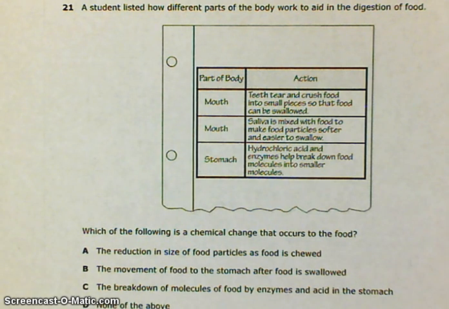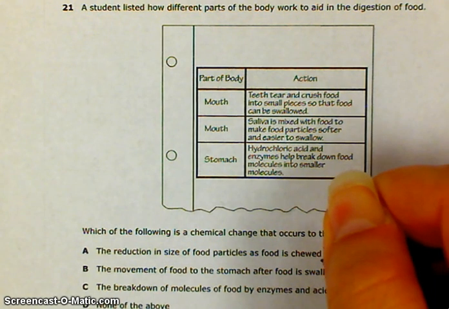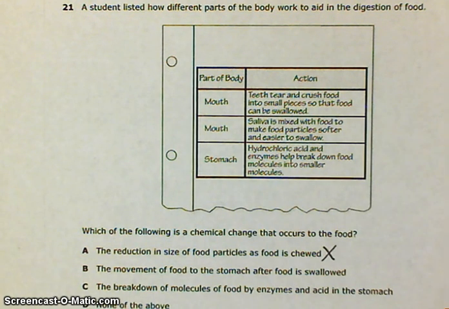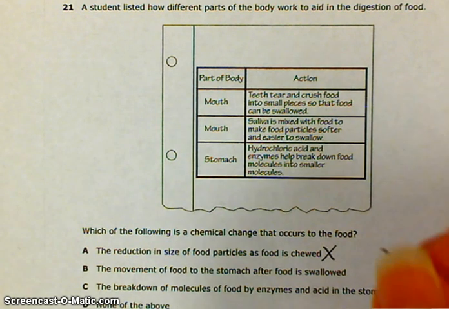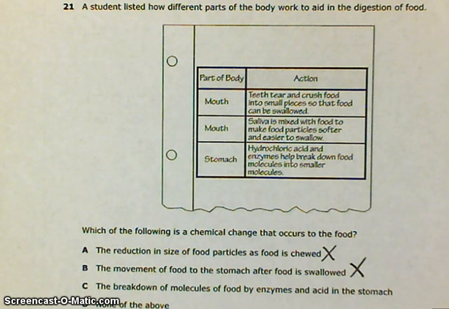The reduction in size of food particles as it is chewed. Chewing and breaking it into smaller pieces is a physical change. The movement of food to the stomach after the food is swallowed. Well, that's just taking it from the mouth through the esophagus down to the stomach. So that's physically moving it. That's not a chemical change.